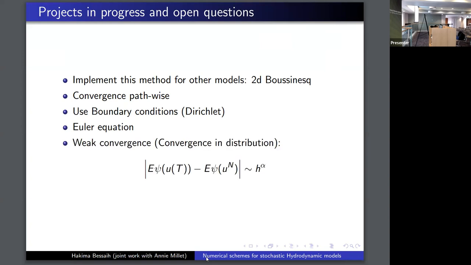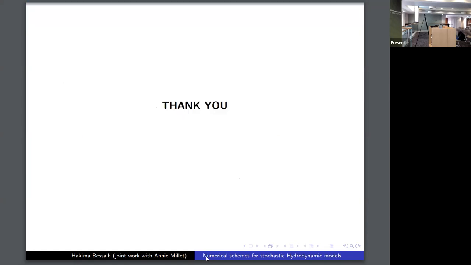And the last maybe interesting open question, but it's difficult, I have to say, is that probably for Navier-Stokes we are not near anything: the weak convergence, meaning the convergence in distribution, because then you can improve the rate to be one, or one minus, instead of one half minus. So this is interesting. And I think I will stop.